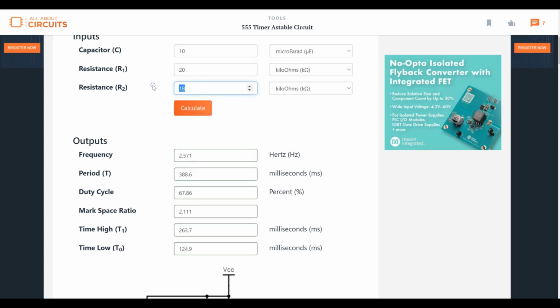Calculate. Now 21. Let's see. So you see I'm getting close to 2 hertz. And you just have to keep on doing this, let's say 20.5. It's getting there.